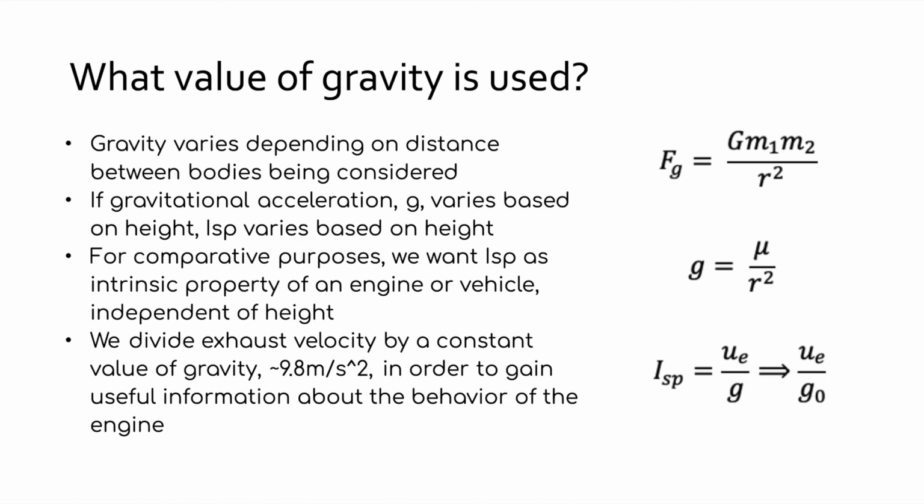But what value of gravity is used? In Newtonian mechanics, we know that the gravitational force between two bodies is inversely proportional to the square of the distance between them. This means that ISP, as a function of gravitational acceleration g, would vary based on the spacecraft height above the Earth. In order to compare performance of different engines, we want expressions independent of height. As a convention, the gravitational acceleration used in the calculation of specific impulse is that seen on the surface of the Earth, roughly 9.807 meters per second squared.